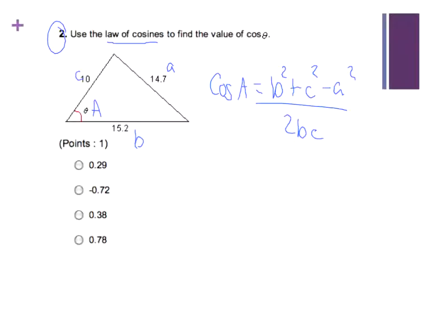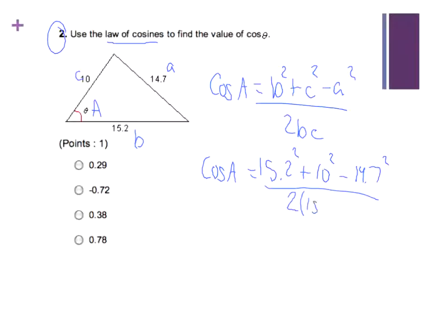So let's go ahead and we'll plug in our numbers here. So since it wants me to find theta, my theta is just my A, so let's plug in our other numbers. So I get 15.2 squared plus 10 squared minus 14.7 squared, all divided by 2 times B times C. By the time we work all of that craziness out, we get that cosine A equals 0.378. So we would choose option C. Okay, so not hard, plugging and chugging into our law of cosines formula.